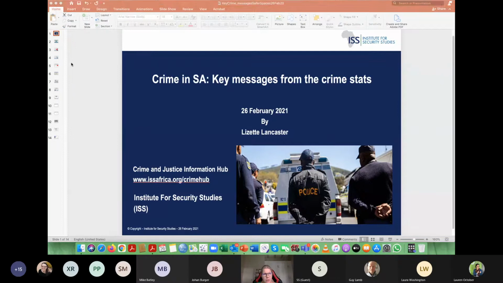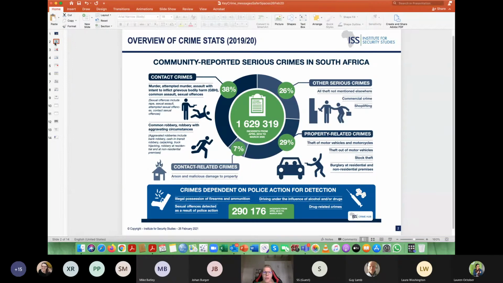So now I must just find a way to scroll down. Okay, so when we get to the crime statistics, I think it's also important to understand what the police provide to us. They provide what they call 17 community reported serious crimes. These are broken up in the contact crime categories, the violent crime categories that Guy showed us. That makes up about 38% of all crime that is recorded and reported.